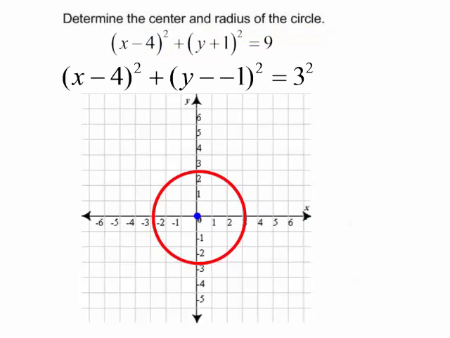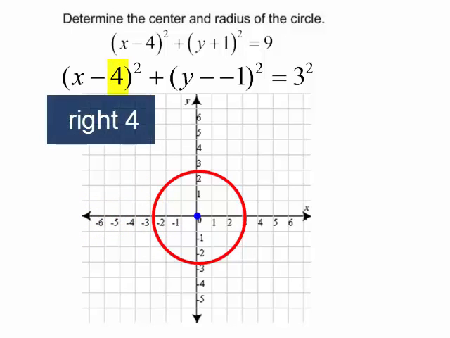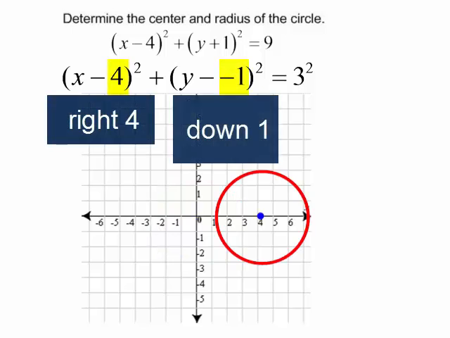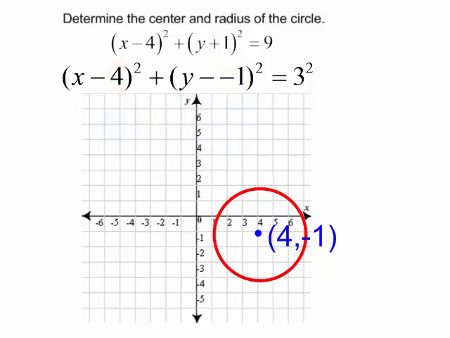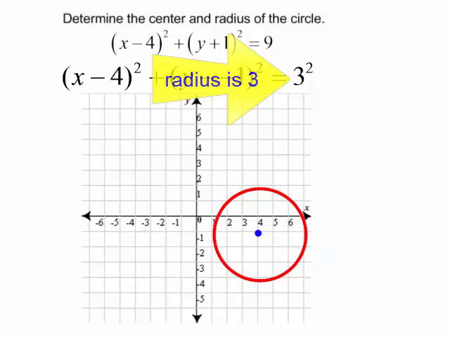Let's take a different look at this problem. I have a circle, and the center is at the origin, (0, 0). The circle in our problem has been translated to the right 4 places and down 1. The center of my circle is (4, −1). From the center, the radius is 3.